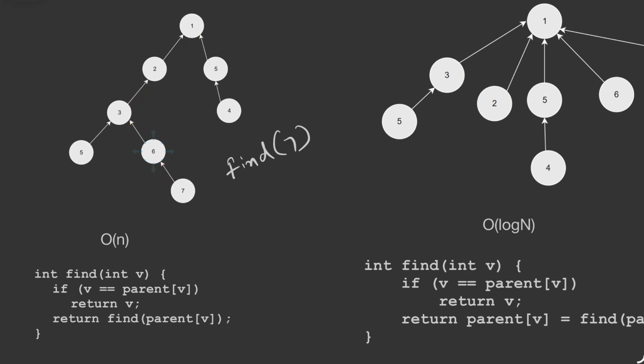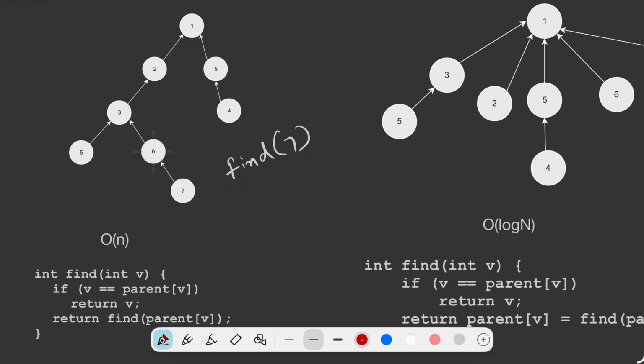So let's look at find 7 again. How will you solve find 7? You start from node 7 and you travel upward. You go to 6, you go to 3. Remember, we are traveling upward by using the parent array, right? Then we are going to 2, then we are going to 1. Now once we reach node 1, we see that parent of 1 is 1. Then we will return node 1 as the answer. So finally, find 7 will return 1.